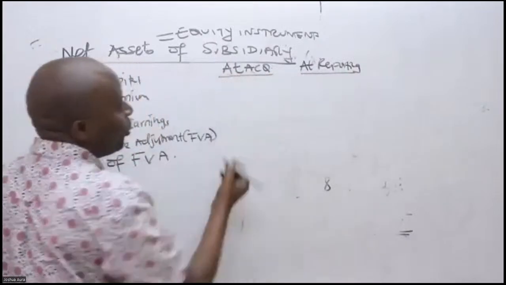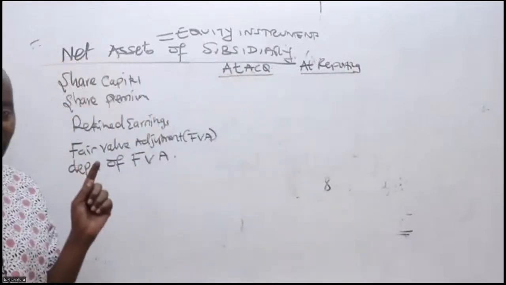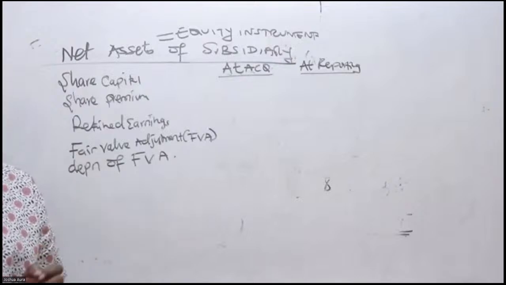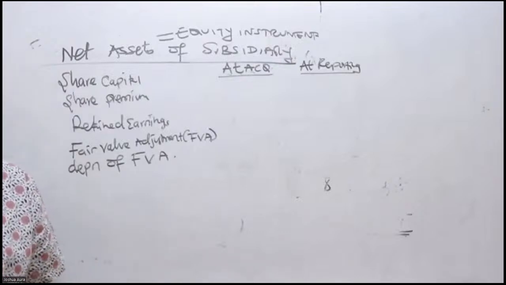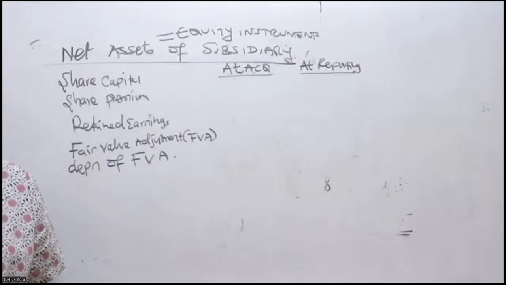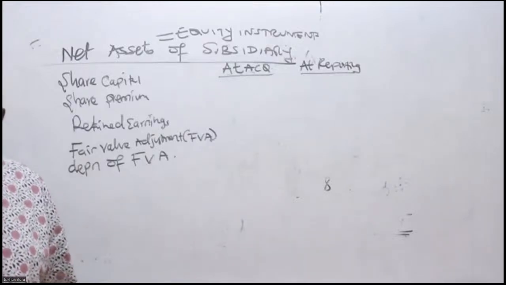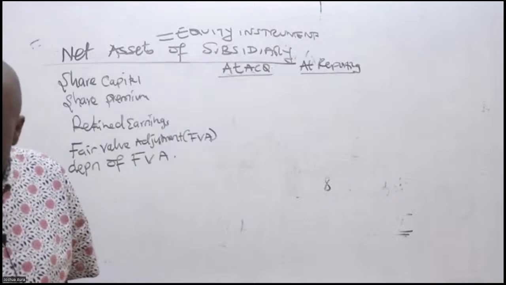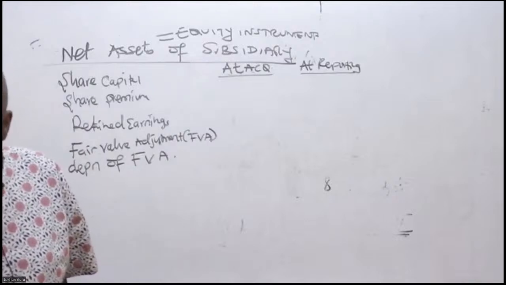Please allow me to pause before you start writing. Kevin, I thought the controlling interest is 80%. Where are we getting 90%? In the question, what is the ownership given here?